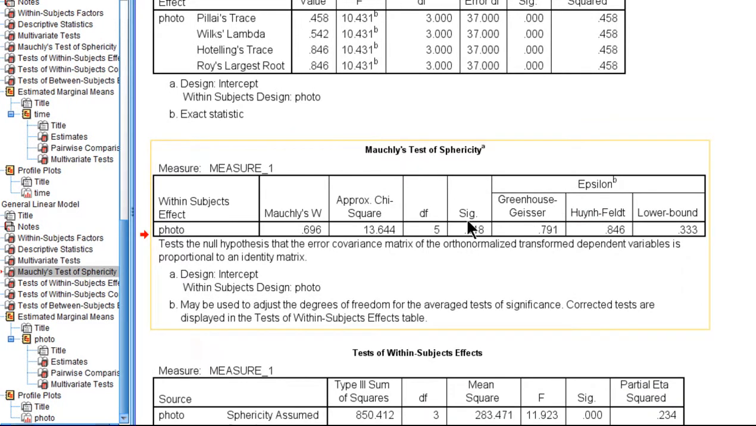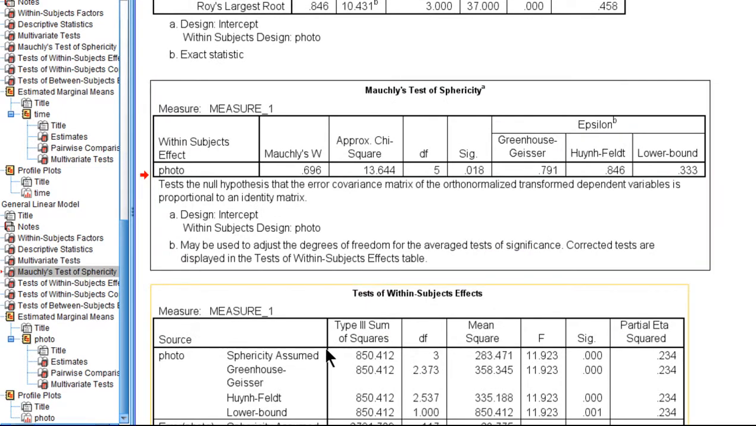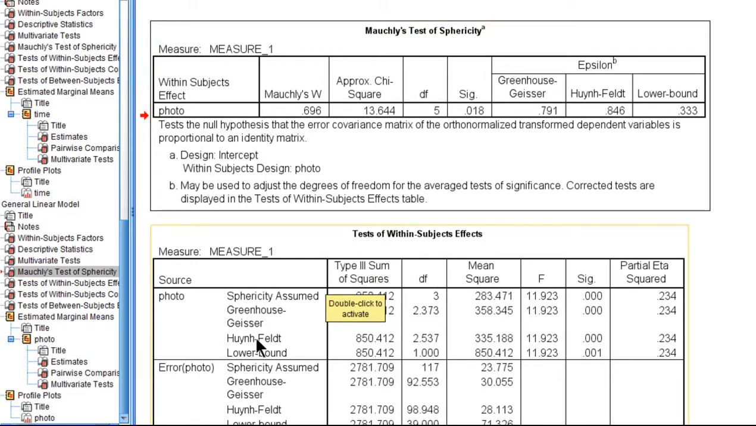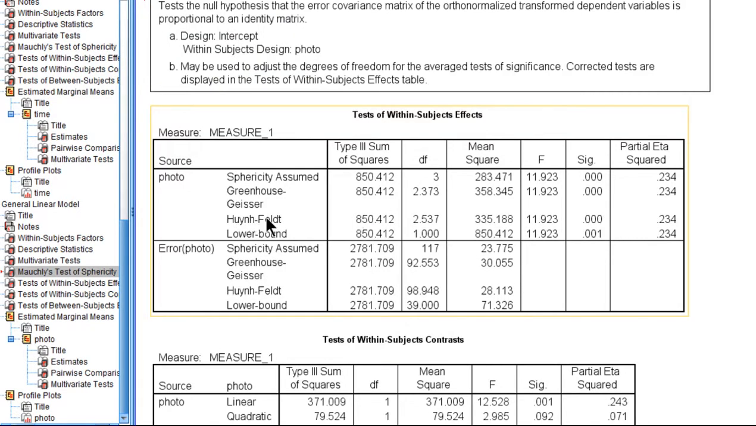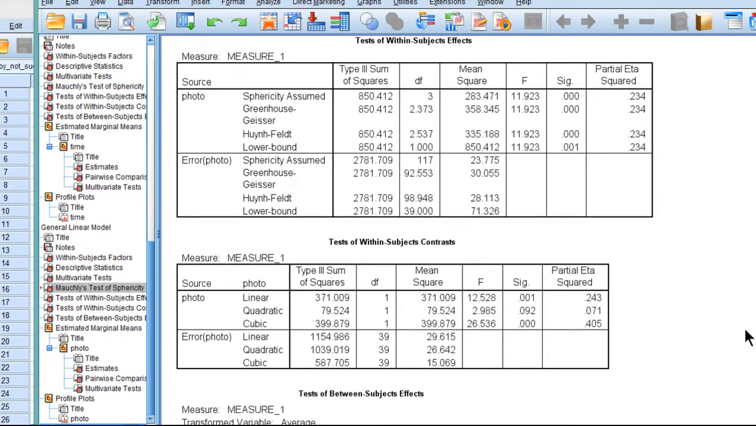Now, Mauchly's test of sphericity was violated in this study, and so we've got p less than 0.05. So we cannot look at the sphericity assumed results, and I would recommend looking at the Huynh-Feldt results. So looking at Huynh-Feldt, we can see that the F value is 11.92 and the p-value is less than 0.05. It's in fact less than 0.001. And so we've rejected the null hypothesis, and partial eta squared is 0.234. So it's a pretty big effect size, although surely there are correlations between these levels.